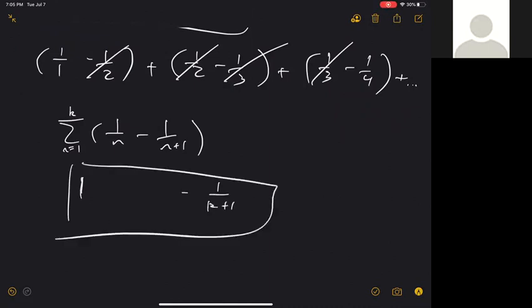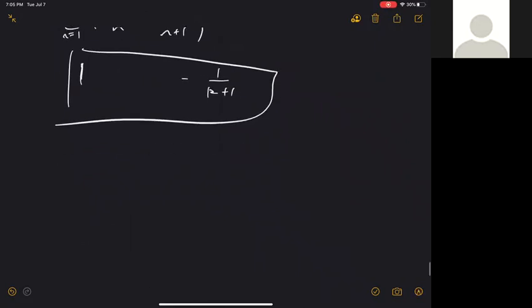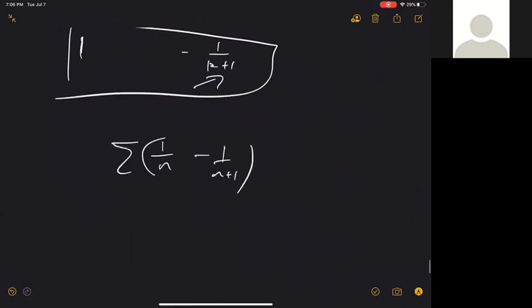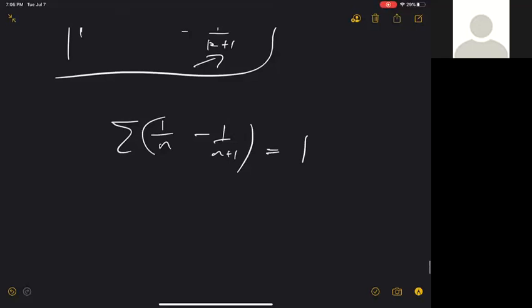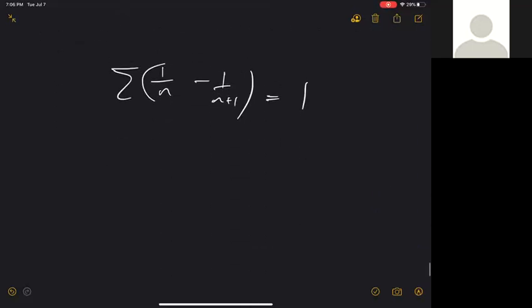Okay. Right? So that's what my sum would be if I added up the first k terms. And then the limit of this thing goes to 0. So my series should converge, and it should converge to just 1.